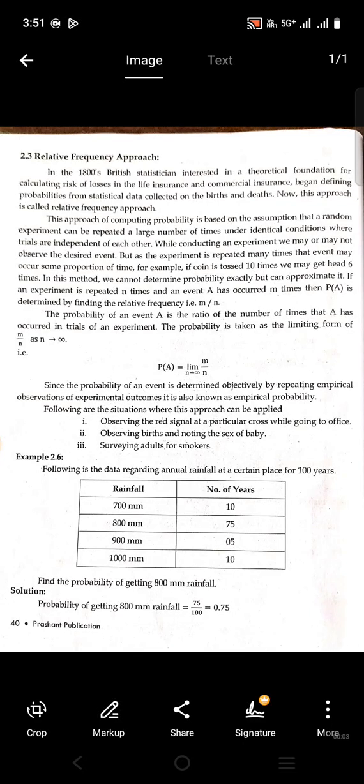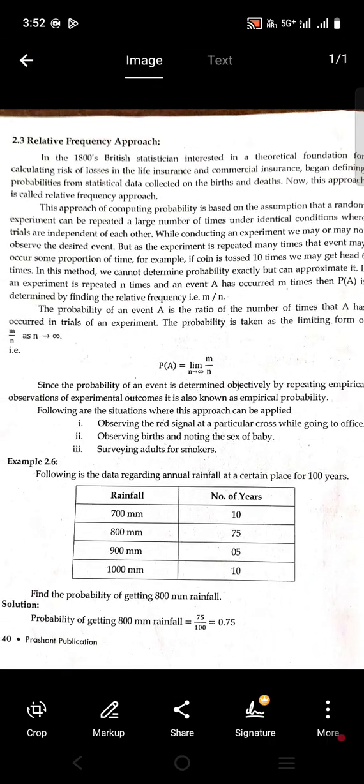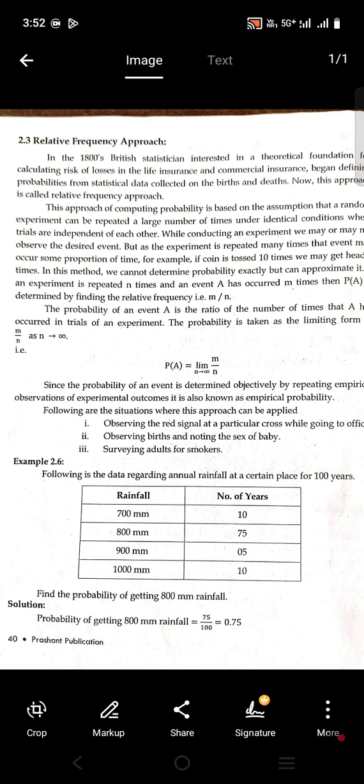Good afternoon. Last lecture we solved the numerical example on probability theory, and in this lecture we will study the relative frequency approach for probability. In the 18th century, British statisticians interested in the theoretical foundation for calculating risk of loss in life insurance and commercial insurance began defining probability from statistics collected on birth and death. This approach is called the relative frequency approach.